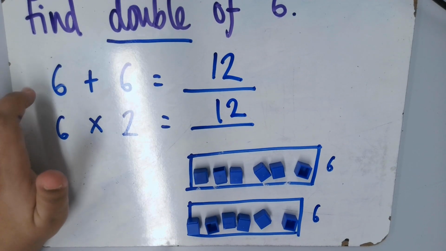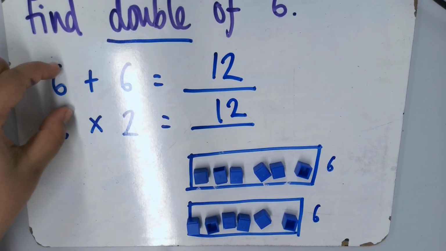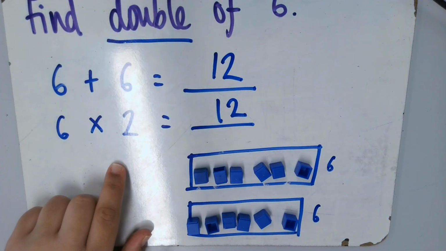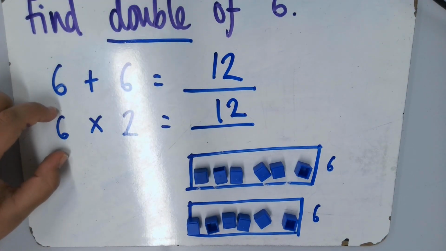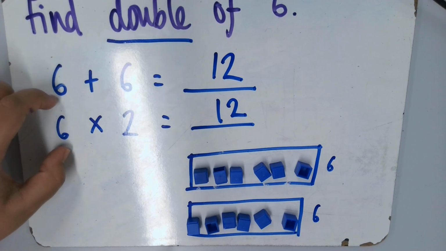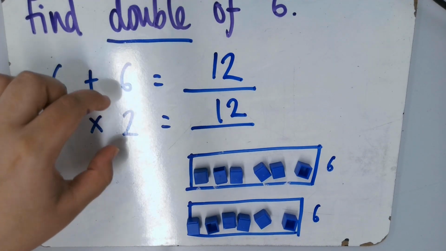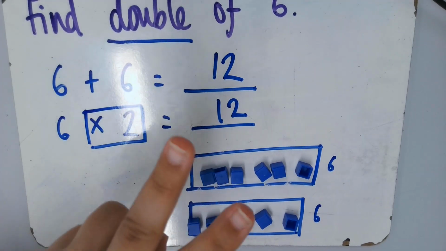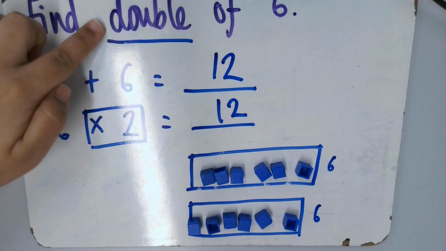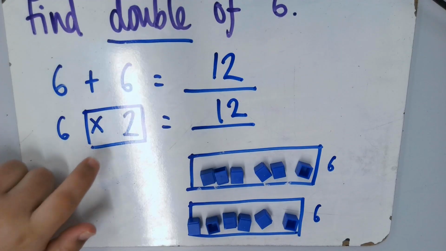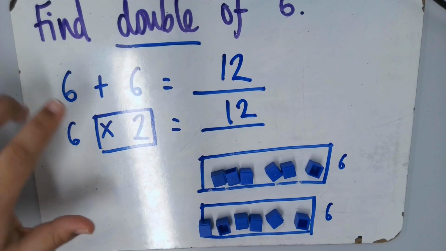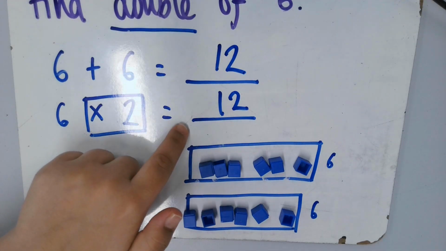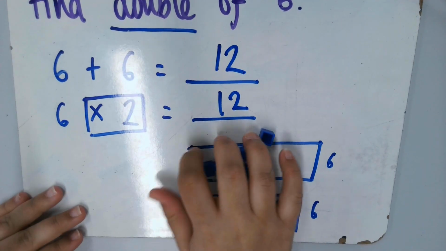So whenever you've got an equation, 6 add 6, or a number add the same number, is the exact same as having your part and multiplying it by 2. I'm doing the same amount 2 times. Doubling is the same amount 2 times. 6 add 6 is 12, is the exact same as saying 6 times 2 equals 12. Let's have a go at doing it again.